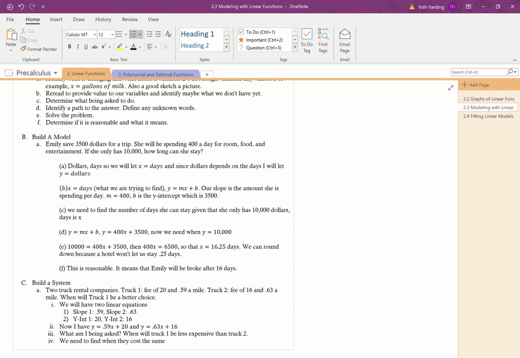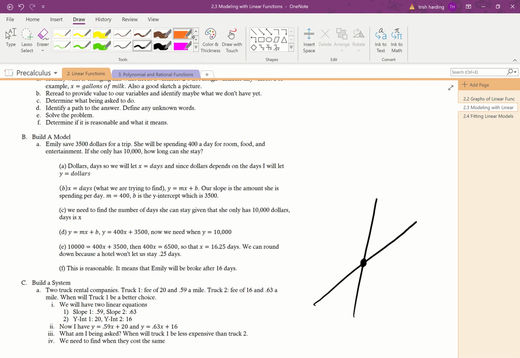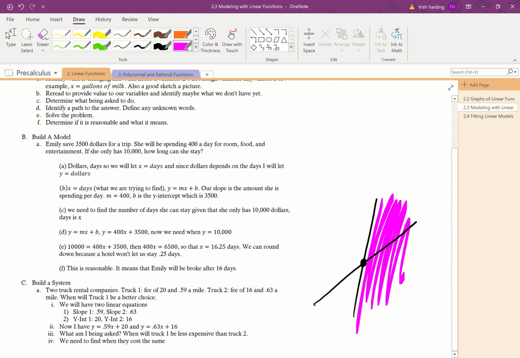Let me see if I could draw that. So this is a break-even point. We need to determine this point because anything on one side of the break-even point will cost more than the things on the other side of the break-even point, if that makes any sense. I hope it does.